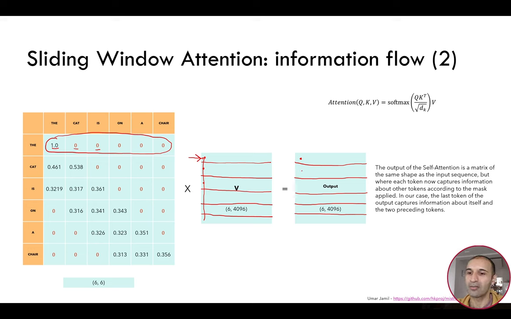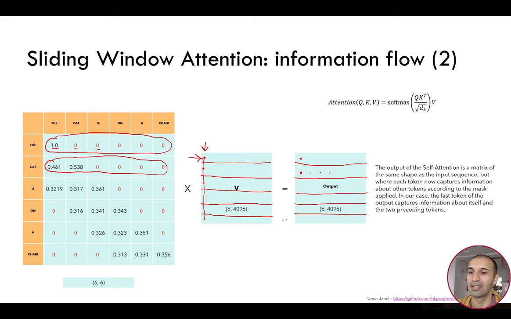The first dimension of the second row of the output matrix will be the dot product of the second row of this matrix here with the first column of the V matrix, but most of the values are 0, which means that this dimension here and all the dimensions in this row will depend only on the first two tokens of the V matrix. And we can say the same for the third.